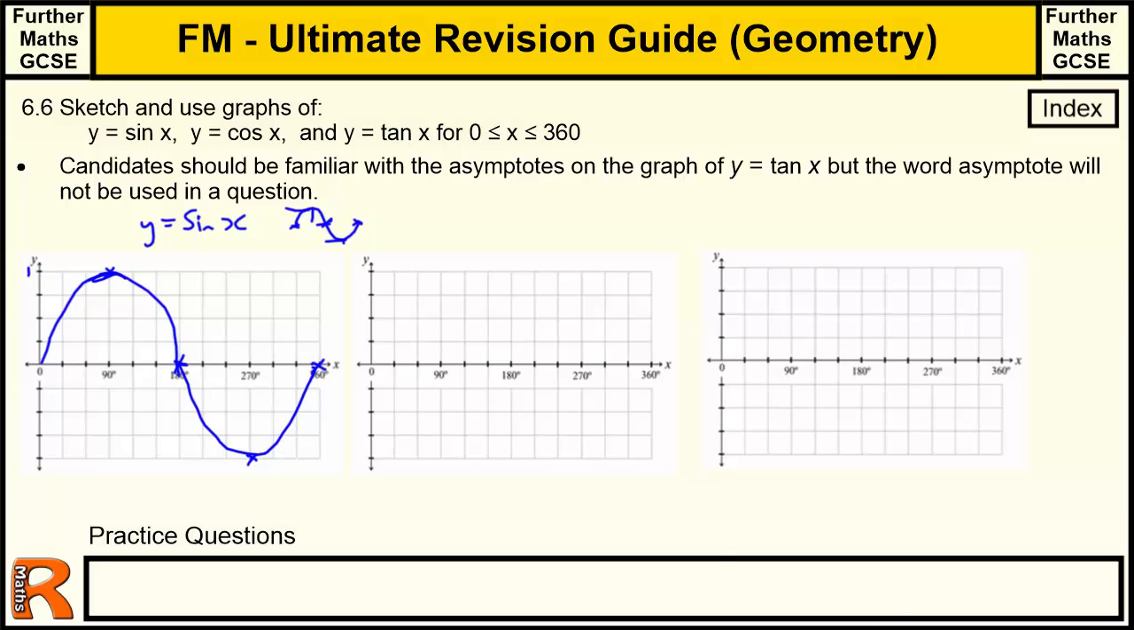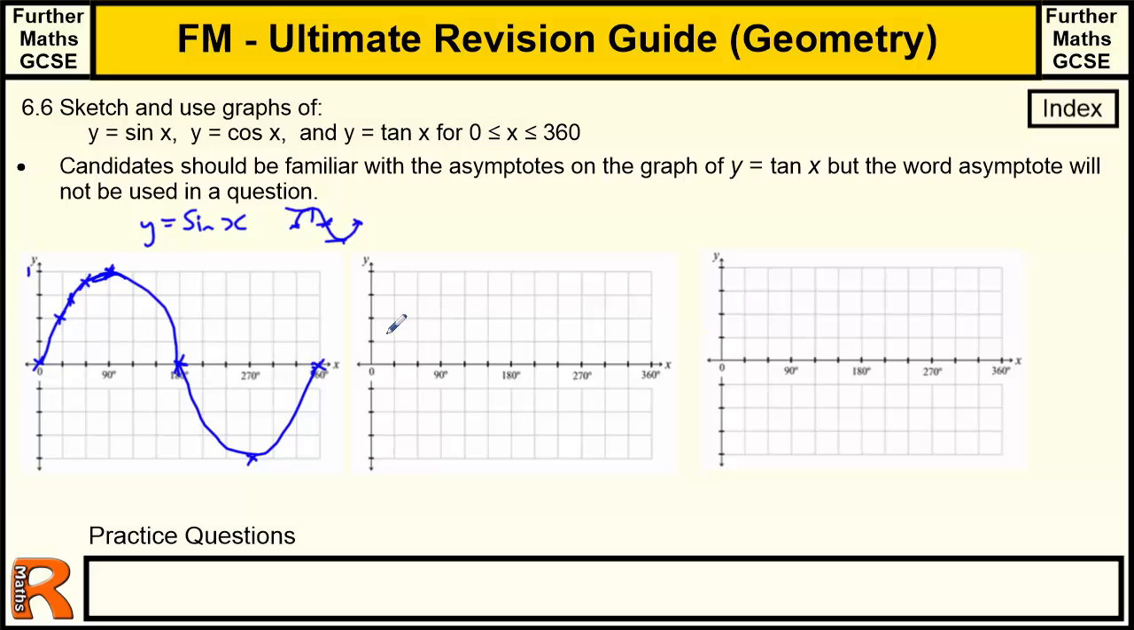We'll come back to this in topic 6.8 as well, but we need to know not only these values, but we need to know the values at 30 degrees, 60 degrees, and even 45 degrees, as well as 0 and 90. So for this course, you need to be aware of those 5 values for the sin x, for the cos x, and for the tan.